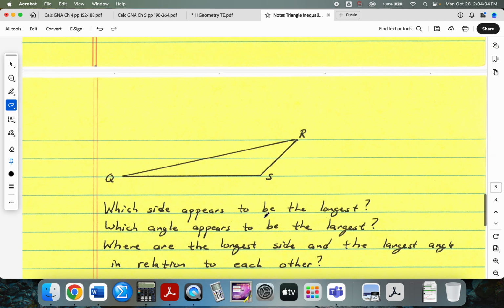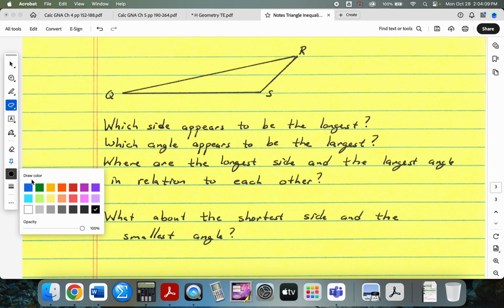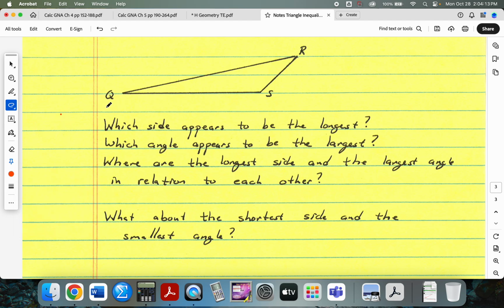All right. Now for the other part of triangle inequalities. That's the first part. The second part is this. Everybody look at the diagram. Which side appears to be the longest side here? QR. Yeah, this is not a trick question. Which angle appears to be the biggest angle out of those three? Angle S. Angle S is very much obtuse looking, and the other two certainly look acute.